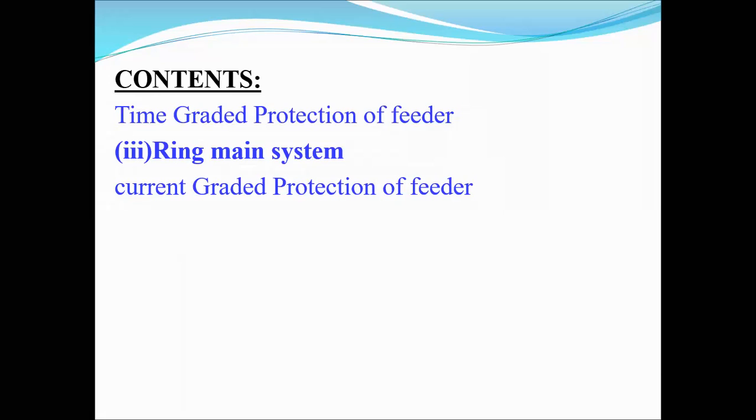The time gradient protection gives protection for the radial feeder and the parallel feeders. Now, in the present class, the third type of protection, ring main distribution, will be discussed. That is the third type of time gradient protection of a feeder.